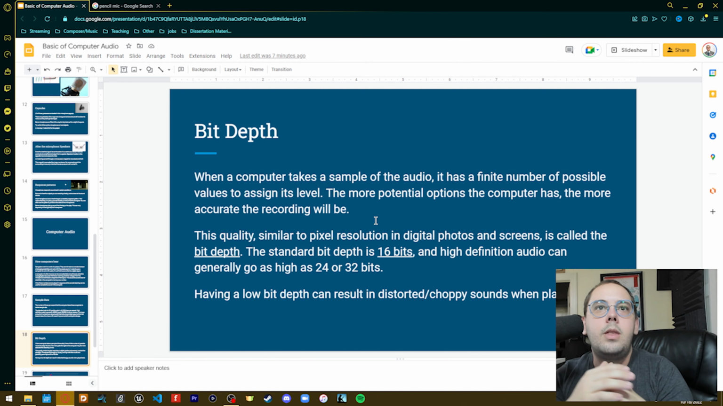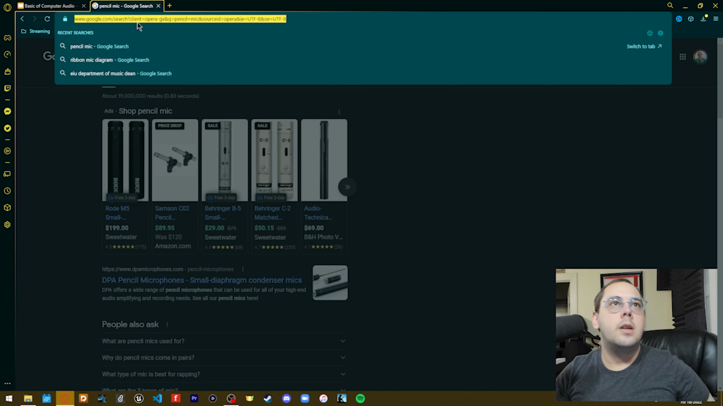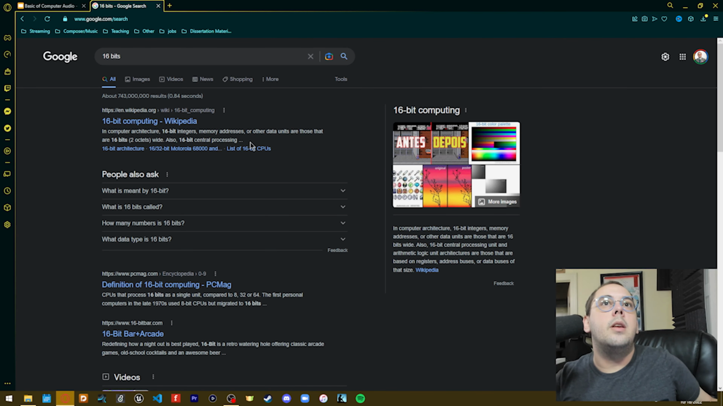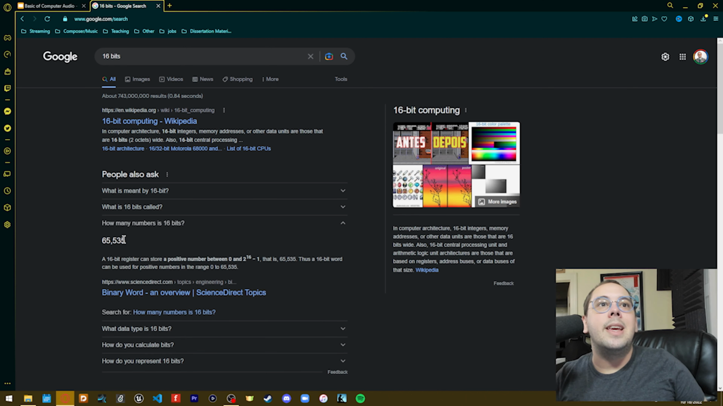So, again, the standard is 16 bits worth of information, and that is 16-bit computing. It's using all of that. So that means that in 16-bit audio, every time it takes a sample, it has a little over 65,000 options to put that electrical voltage into. And that's, again, just 2 to the 16 right there. Minus 1, I guess, because of the 0.